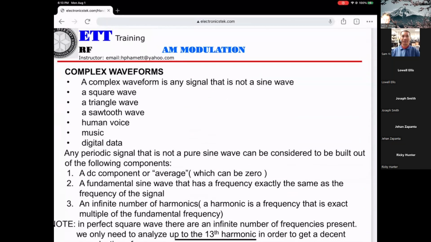Yeah, normally a technician measures up to 13. Okay, 13. Yeah, that's what you have here at the very bottom where it says note. Okay, thank you. We see it.